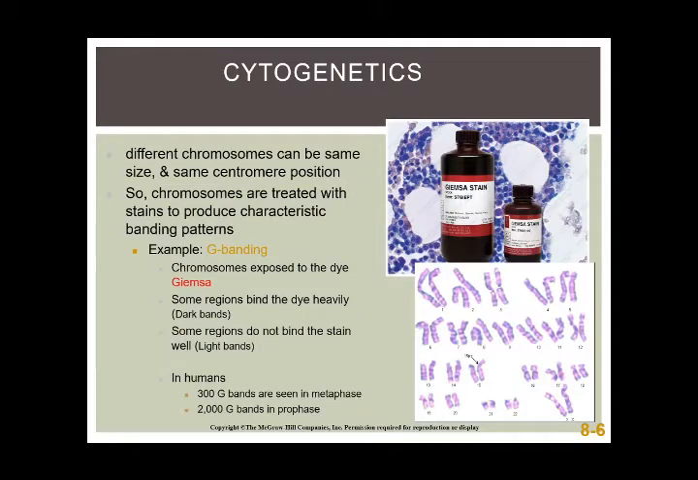Different chromosomes can be the same size and have the same centromere position. So chromosomes are treated with stain to produce characteristic banding patterns so that we can tell them apart. For example, you have G banding. In G banding, chromosomes are exposed to the dye Giemsa. Some regions bind dye heavily, which causes dark bands. Some regions do not bind the dye as well, which causes light bands. In humans, you have 300 G bands seen in metaphase and 2000 G bands in prophase.